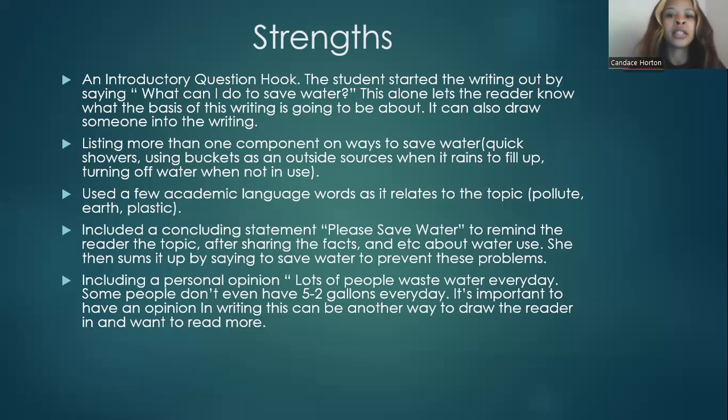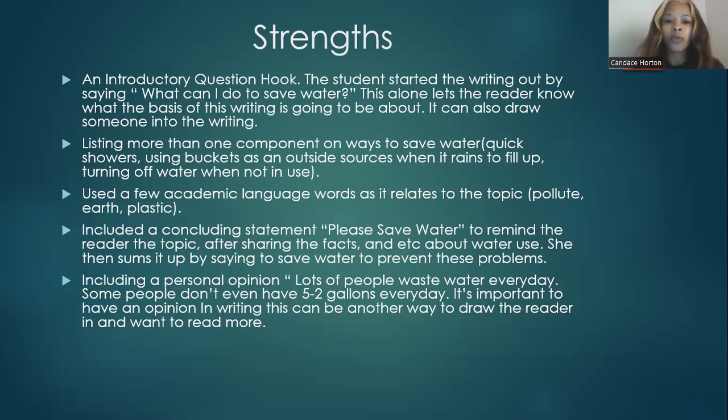A strength I noticed in the student sample, her writing sample, was that she had an introductory question hook. And we all know that as writers and readers, having a hook can really draw the reader in before they even begin reading your writing sample. And this will let them know if they're even interested in continuing to read. So having that hook can really draw someone in.